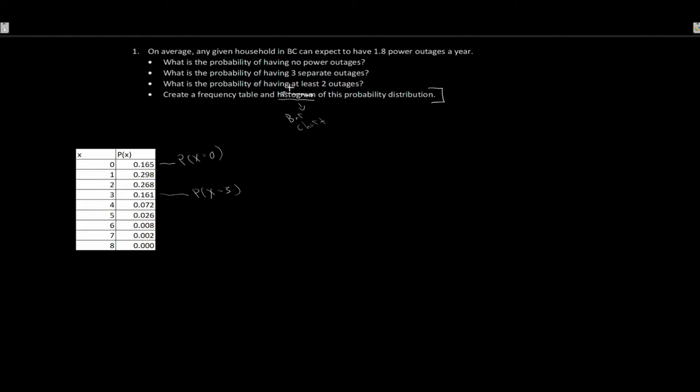What is the probability that we have at least 2 outages? So that is saying 2 or more. Well, to get that, we're just going to have to sum from 0.268 on up. So 0.268 plus 0.161 plus, on and on and on. And we get our probability that x is at least 2 to be 53.7%, 0.537, meaning that, okay, it's fairly likely we'll have at least 2 outages in a given year.